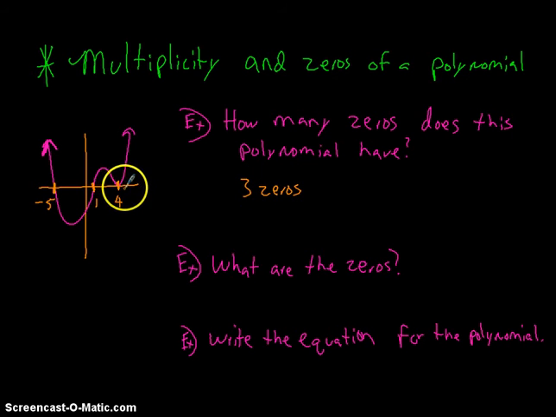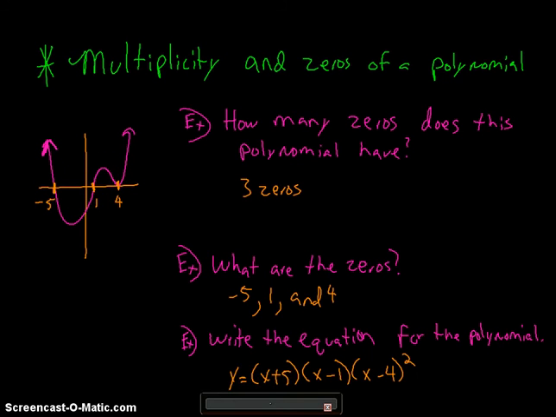However, one of them occurs twice. Because it's a special case where it actually bounces off of it, that zero actually occurred twice. And if you want the zeros, you say the zeros are negative 5, positive 1, and 4. However, we know that the 4 has a multiplicity of 2. It actually occurred 2 times. Whenever it occurs an even number of times, it bounces off the axis. If it occurred an odd number of times, it goes through the axis. So the equation is y equals x plus 5. Notice how the sign changed? Then the 1 becomes x subtract 1, and the 4 becomes x subtract 4 squared. And it's squared because it bounces off the axis. Good luck.